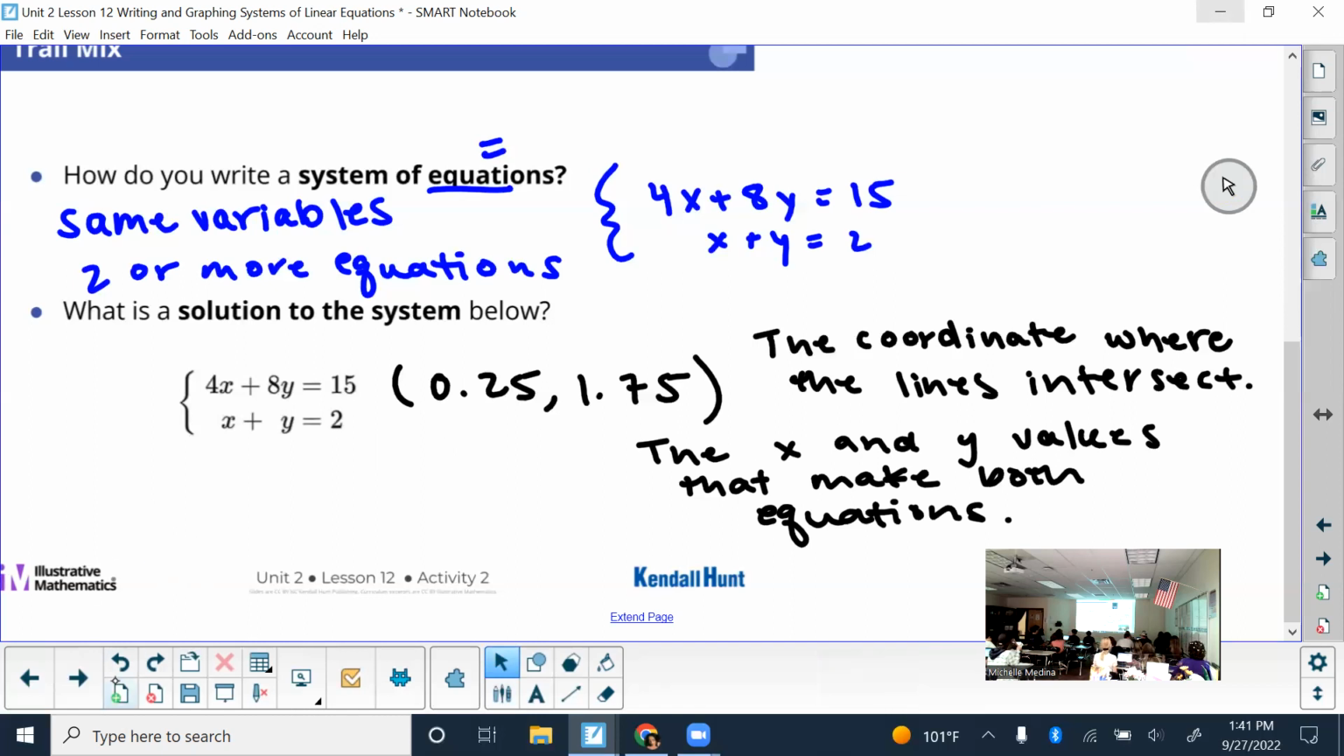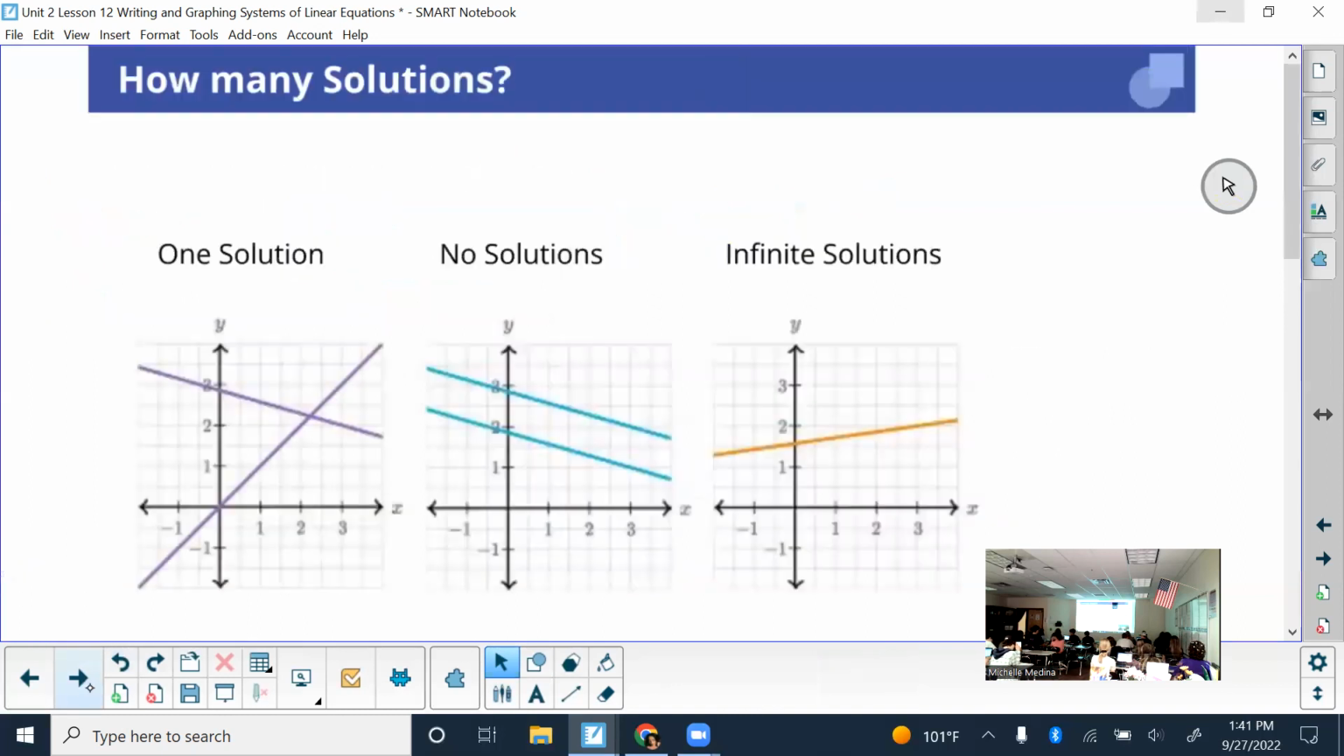All right, so then next page. How you can determine the number of solutions based on the graph should be super easy. You have 3 options, either one solution, no solution, or infinitely many. Why is there only one solution on the first graph? Because they only intersect at one spot.